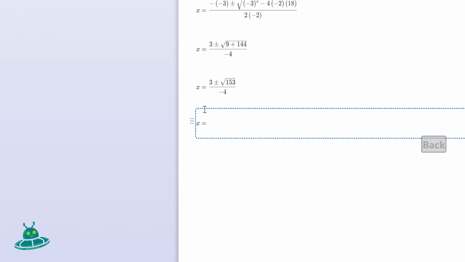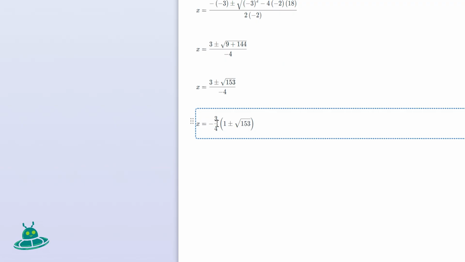See how there's a minus 4 on the bottom. We're going to push it out to the far left, and then we're going to focus on the 3 over 4. Okay, 3 over 4 was being multiplied to 1 plus or minus the square root of 153. So that is a more simplified form of what this is. Okay?